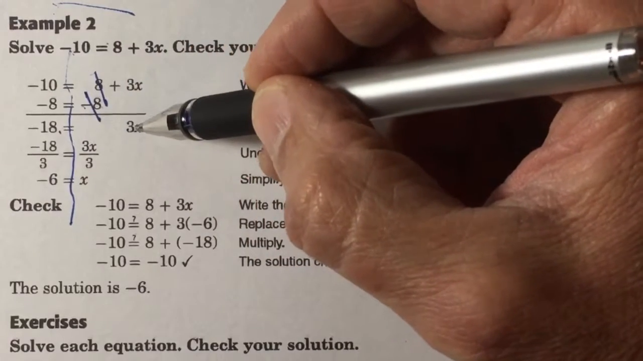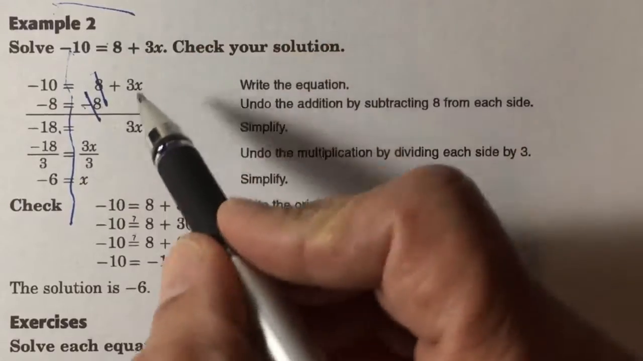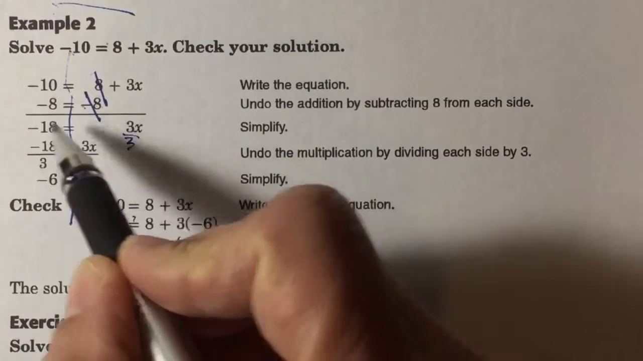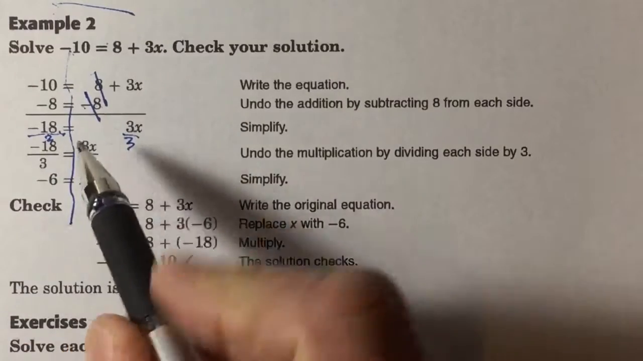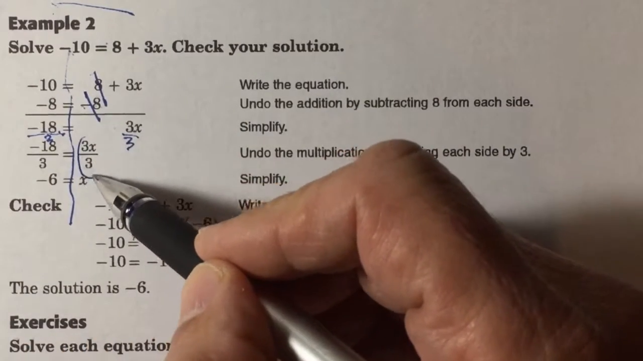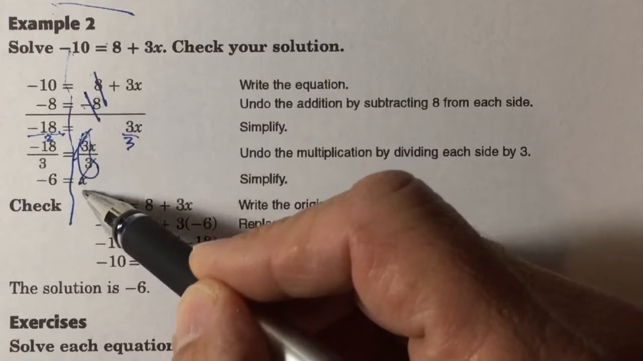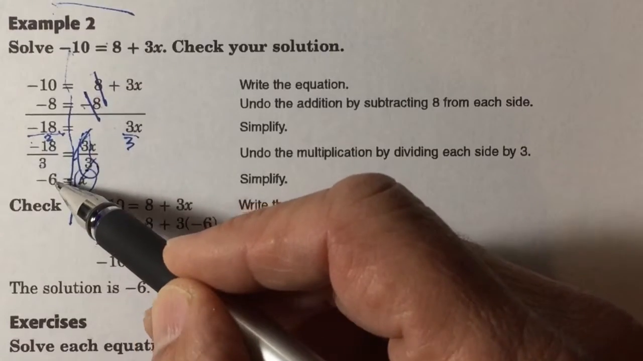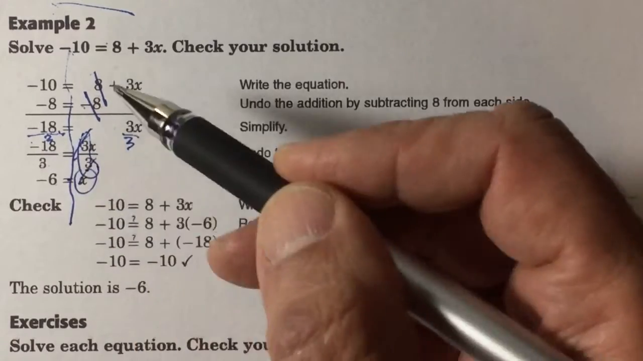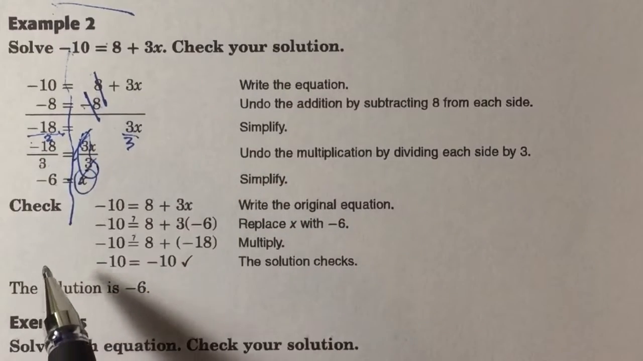Now we have a multiplication here. We have to undo it by dividing both sides by 3. So I'm going to divide this one by 3 and this one by 3. In this step, 3 divided by 3 is 1. So I can cancel them because 1 times x is x, equals negative 18 over 3, that is negative 6, because 18 over 3 is 6 and I have to carry the negative. So x equals negative 6. We're going to check it.